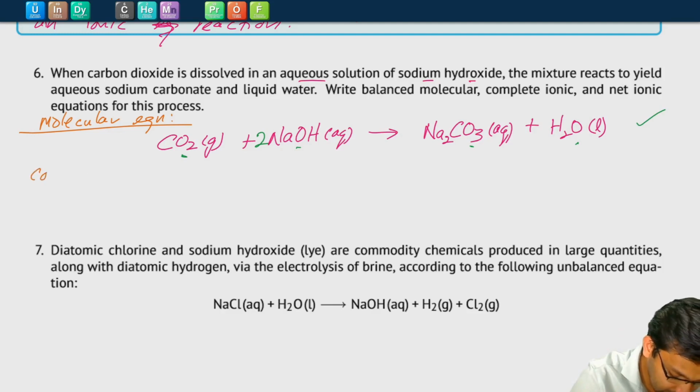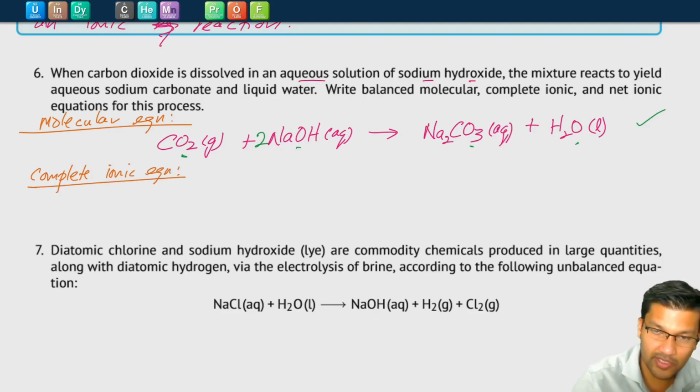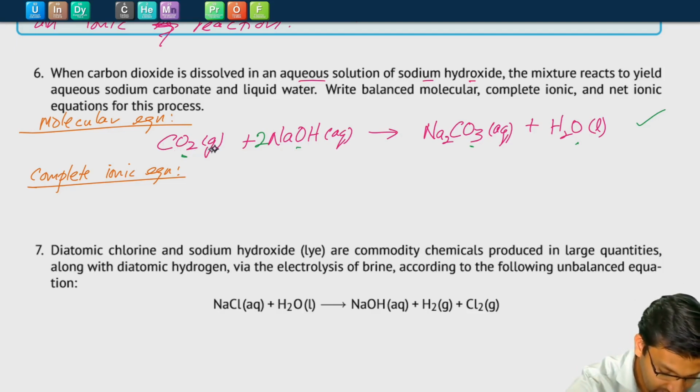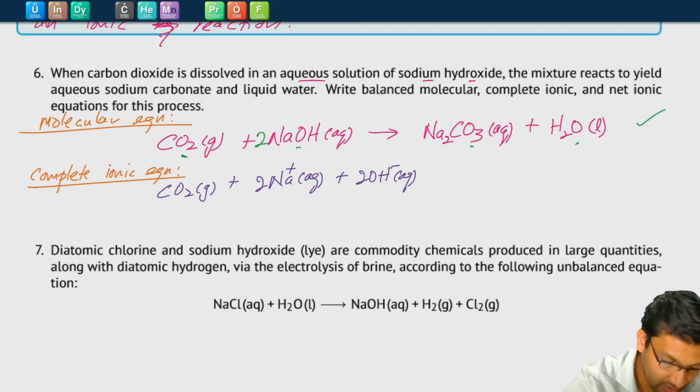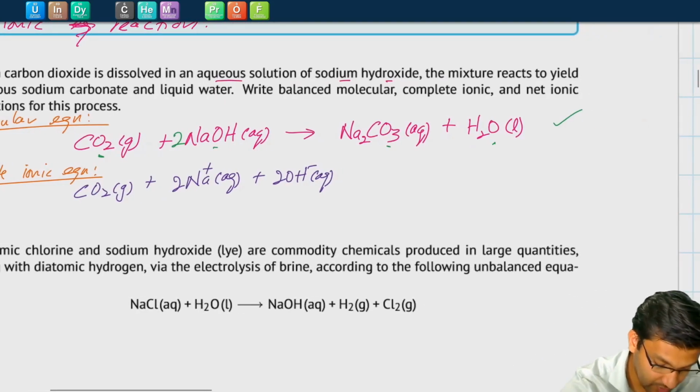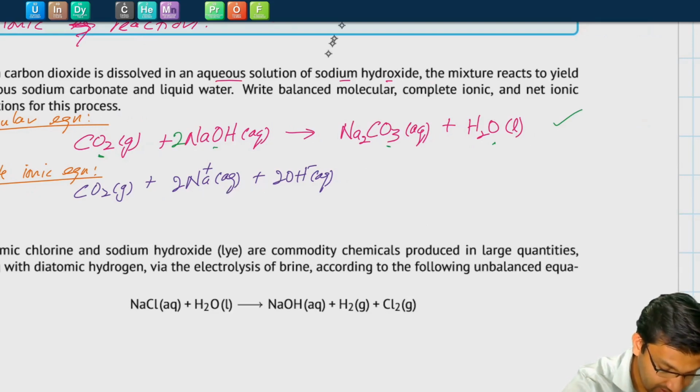Let's look at our complete ionic equation. Remember, in our complete ionic equation, everything that is aqueous we break apart, everything that is not aqueous we keep together. So carbon dioxide gas is not aqueous, so we still keep that as carbon dioxide gas. Sodium hydroxide is aqueous, so let's break it apart. We have 2 sodium, so that's 2Na, it has a charge of +1, aqueous, plus 2OH. Hydroxide has a charge of -1. This is all found in your ion table that you had to memorize. So those charges are balanced as they should be.